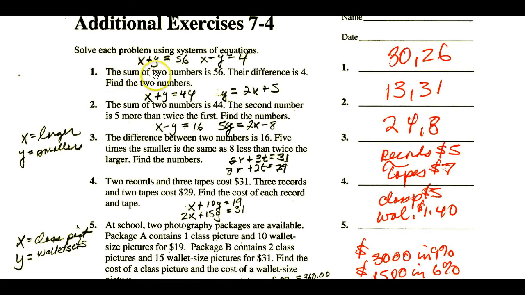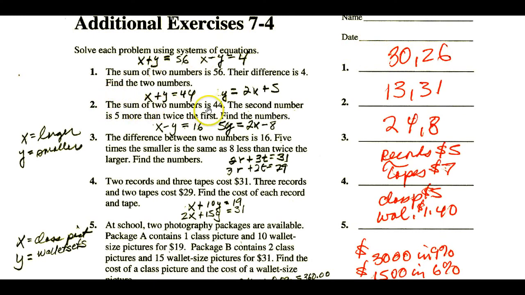The sum of two numbers is 56. X, one number, plus the other, the sum of two numbers is 56. Their difference is 4. So one number minus the other is 4. And I would suggest you solve that by elimination. Again, we're not featuring that part now, but these are the answers.